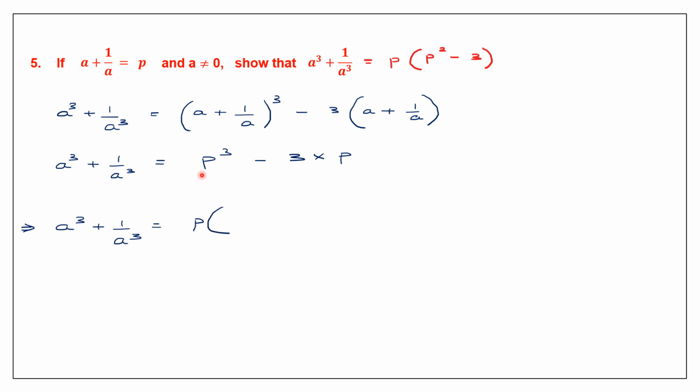So here what do I have? P to the power of 3. If I take out 1, I will only have p to the power of 2. P to the power of 2 minus, now here I have 3 into p. Now if I already have p outside, I only have 3 left. So I write minus 3. So what have we got? A cube plus 1 by a cube is equal to p into (p square minus 3). Now p into (p square minus 3), we have proved it. So hence we have proved that this is equal to this as asked in the question.